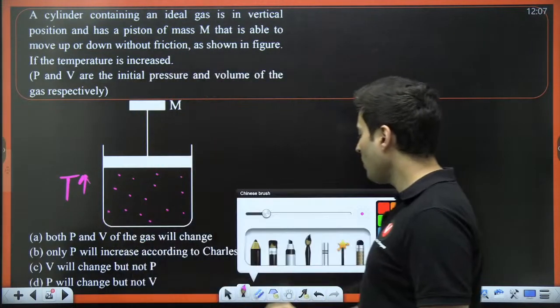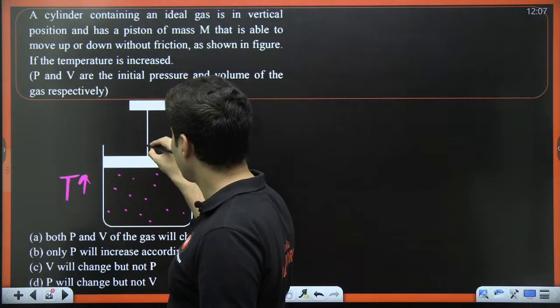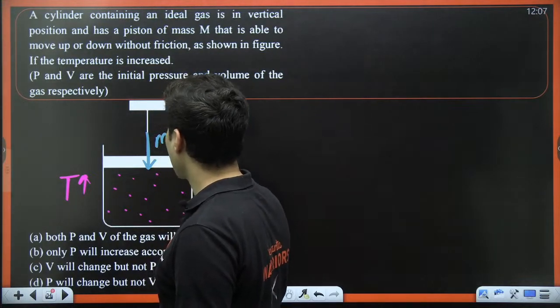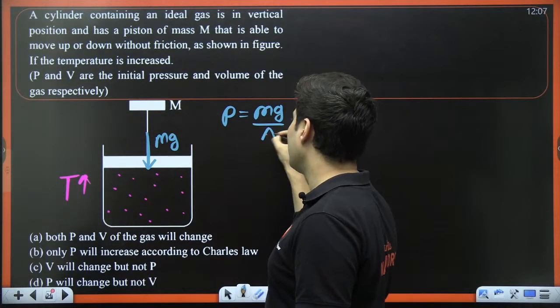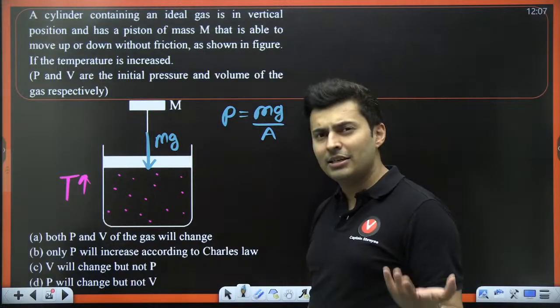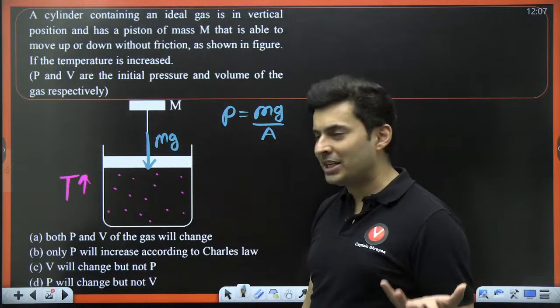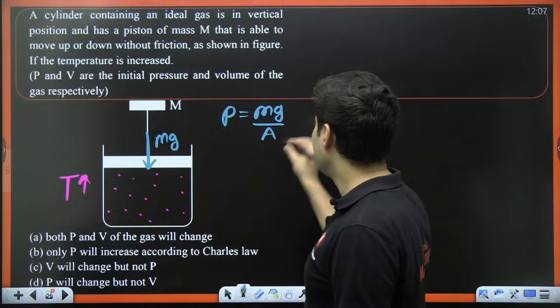If you observe carefully, this mass from the top will apply a force which is equal to mg. That will give rise to a pressure which is mg divided by area. Is mass changing? No. Is g changing? No. Is area changing? No. So is pressure changing? No. Even if it goes up or comes down, it doesn't matter.